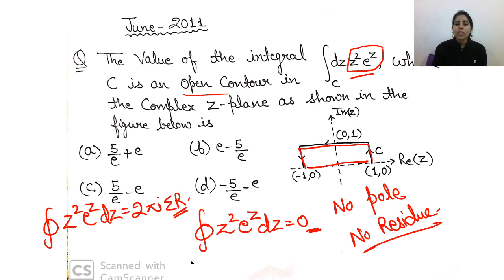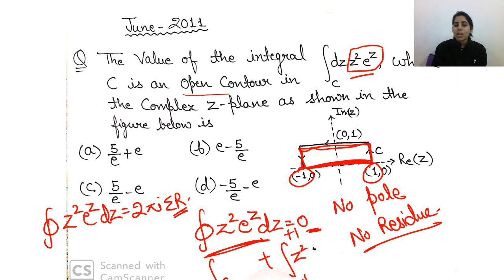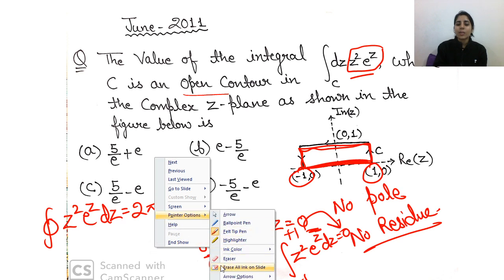After this, you can split this integration into 2 parts. It is going to be the integration over the path C plus the integration from -1 to +1. Already they have given this path, but we want to make it a closed contour, so we consider this path after that. That is why -1 to +1, and the function remains the same, that is z square e to the power z dz, which equals 0. Then shift it to the other side and get the final answer. So these are the steps you need to take, guys.